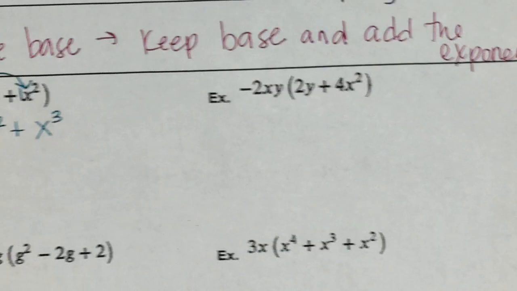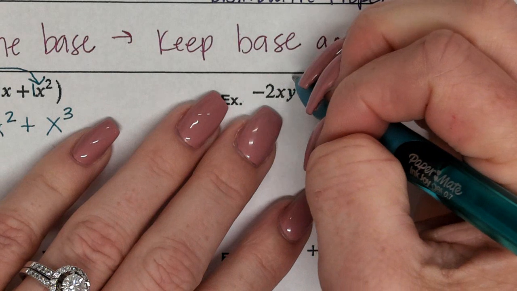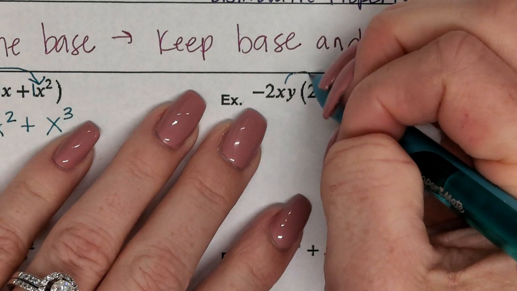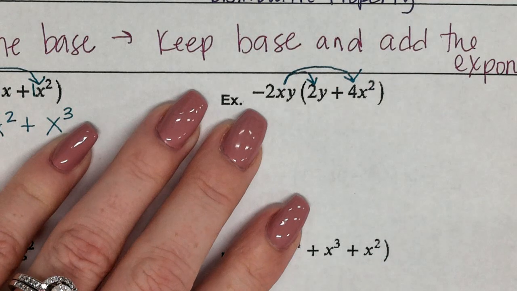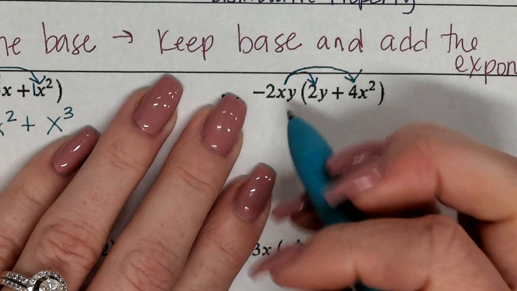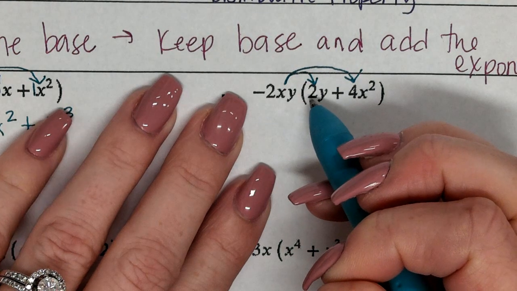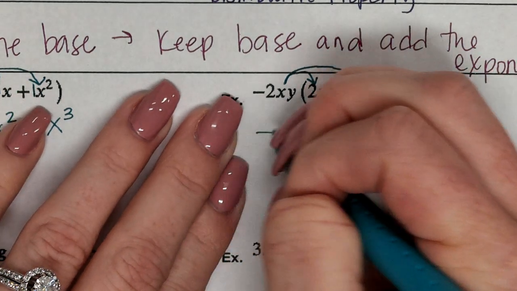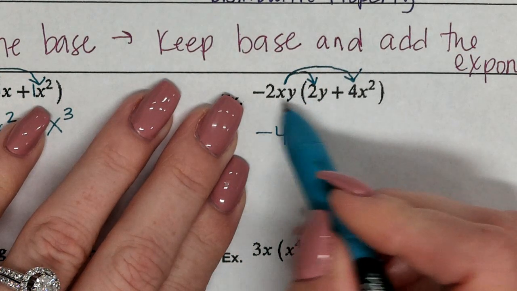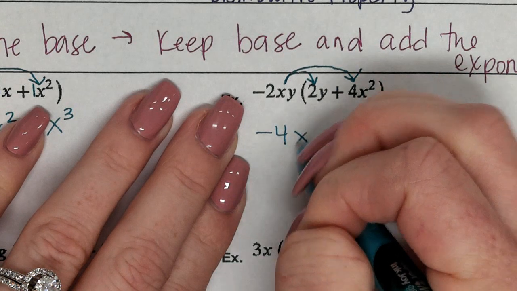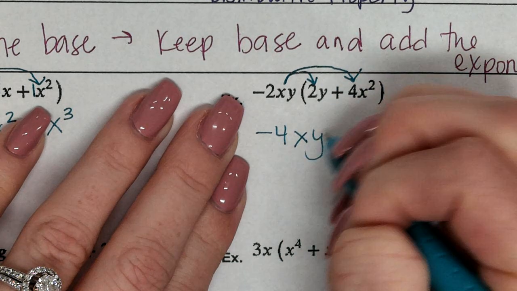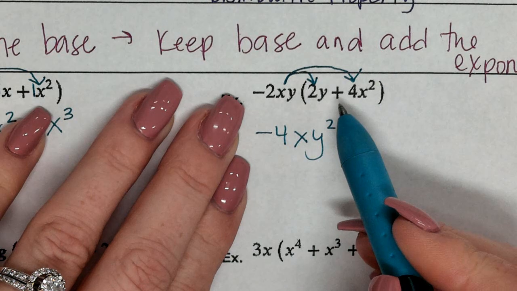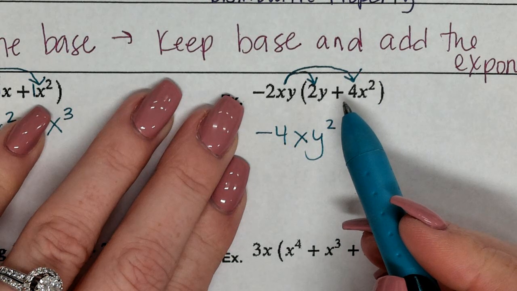All right, let's do the next one. We're going to do negative 2xy times 2y and negative 2xy times 4x squared. So I'm going to do negative 2 times 2, which is negative 4. X has nothing to combine with, so I just write x. But what is y times y? Y squared. Now, you can keep the plus sign if you want to.